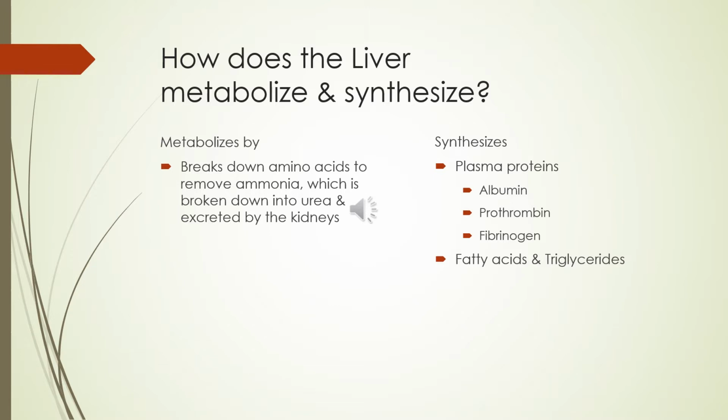So how does the liver metabolize and synthesize? Well, it metabolizes by breaking down amino acids to remove the ammonia, which is broken down into urea and excreted by the kidneys. And then for synthesis, we have plasma proteins such as albumin, prothrombin, and fibrinogen. We know that the albumin helps with the regulation of fluid shifts from the cell to the vascular space, and then the prothrombin and fibrinogen help with our clotting times. And then lastly on our list are fatty acids and triglycerides. It helps break those down.